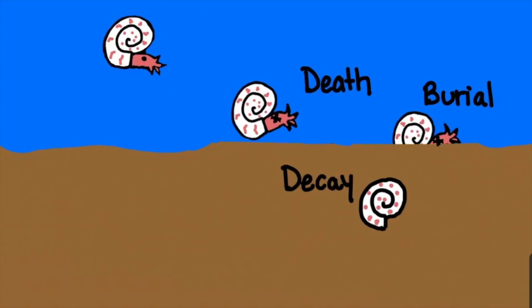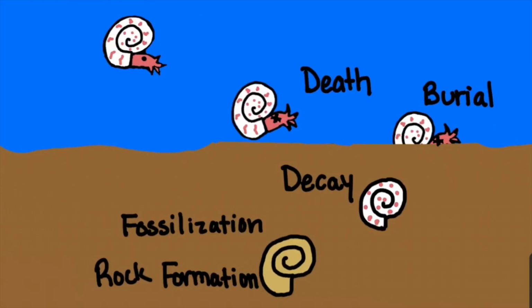Then, different forms of fossilization can occur. We'll explore these different types. After that fossilization, you have rock formation. Sediment and the remains of an organism are cemented together, and the fossil is now a rock.